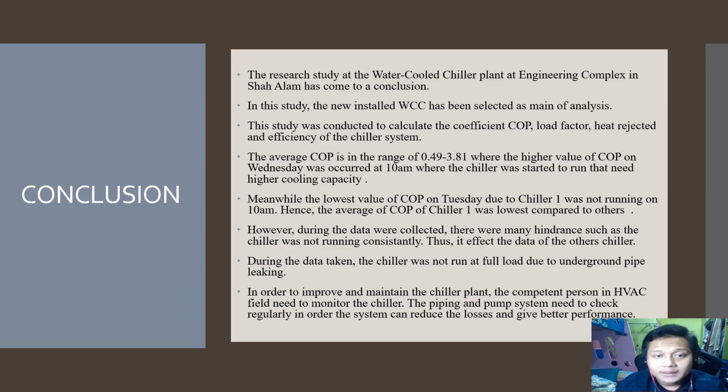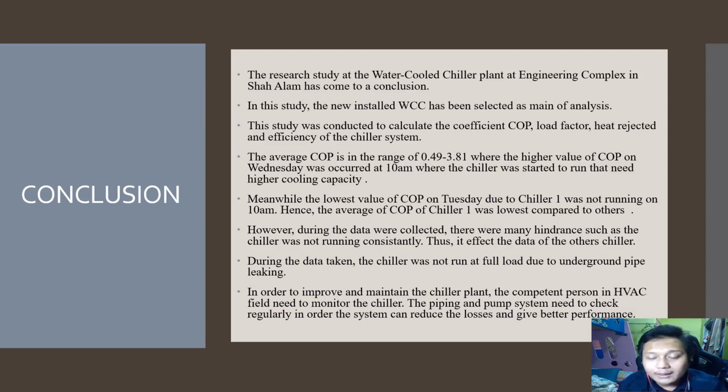So for the conclusion, the research study at the water-cooled chiller plant at the engineering complex in Shah Alam has come to a conclusion. In this study, the newly installed water-cooled chiller was selected as the main subject of analysis. This study was conducted to calculate the COP, load factor, heat rejected, and efficiency of the chiller system. The average COP is in the range of 0.49 to 3.81, where the higher COP on Wednesday occurred at 10 a.m., when the chiller started to run and needed higher cooling capacity. Meanwhile, the lowest COP was on Tuesday because chiller 1 was not running at 10 a.m. in the morning. Hence, the average COP of chiller 1 was the lowest compared to the others.